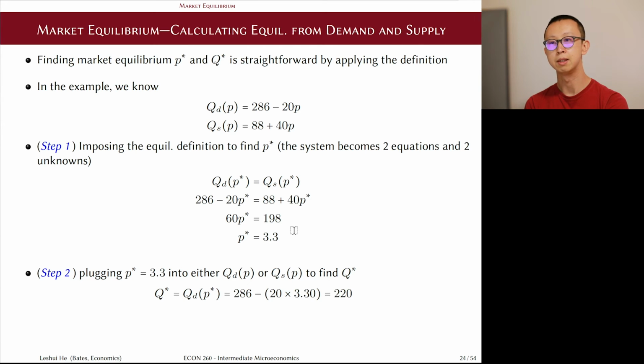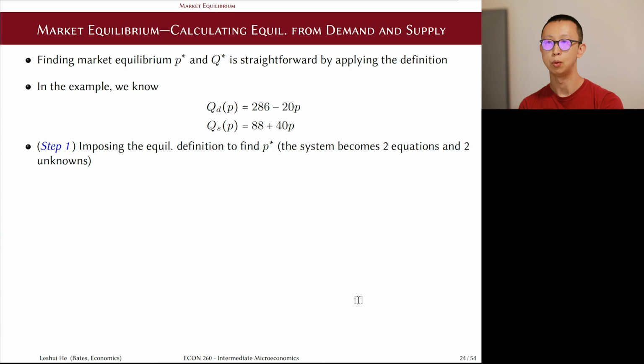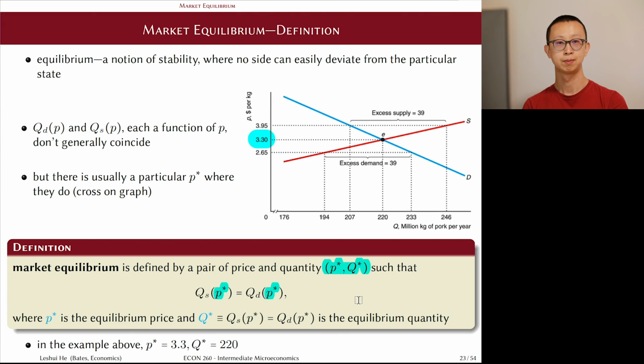We just need to plug in this particular price level to either the demand function or the supply function. In other words, we just need to associate the same price level 330 to either the demand curve or the supply curve, and the corresponding quantity hopefully will be the same, and that will be our equilibrium quantity level. If you try this, you'll realize that we would end up with a quantity of 220 from both functions. So now we have calculated our market equilibrium, which is a price of 330 and quantity of 220. And that's exactly what we have seen in the previous graph.